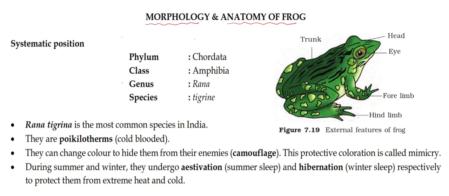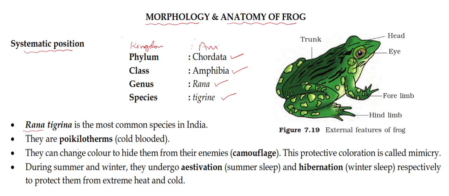We can say the systematic position. Among the classification, the frog is classified into kingdom Animalia, that is very easy to remember, whereas phylum is Chordata, class Amphibia, genus Rana, and species Tigrina. In that, Rana tigrina is the most common species found in India.